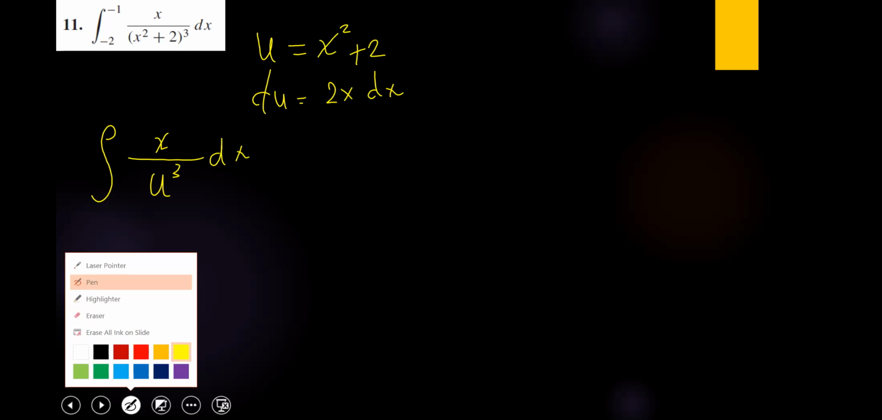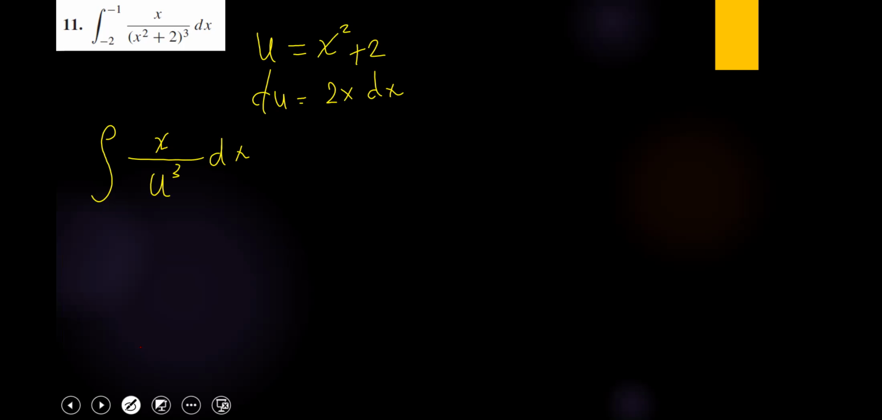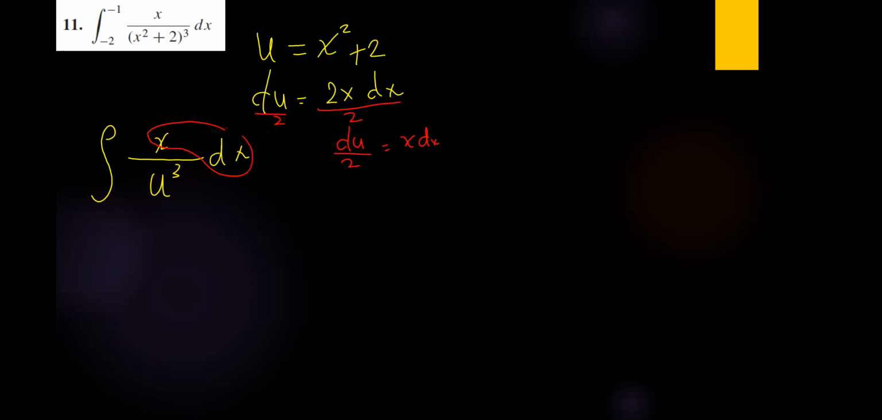As I told you, since we have x and u, I cannot integrate. I must have only one variable. So if you look here, let's divide both sides by 2. So du over 2 will be x dx. So I can now substitute x dx with half du. And here we have u to the power 3.